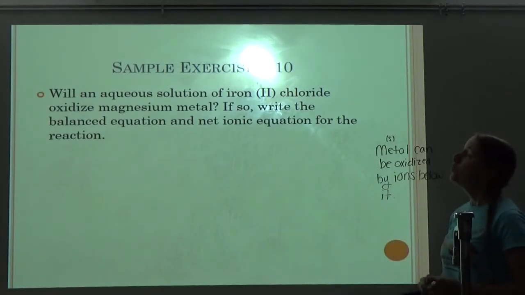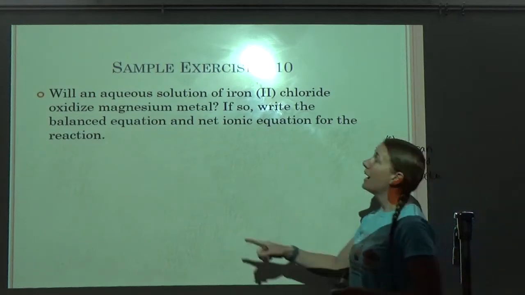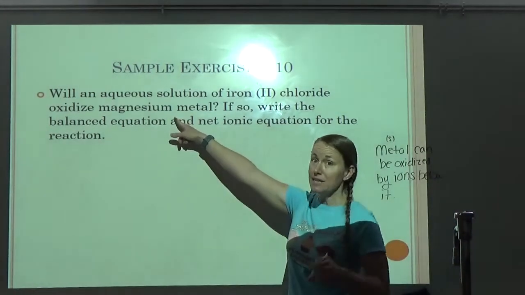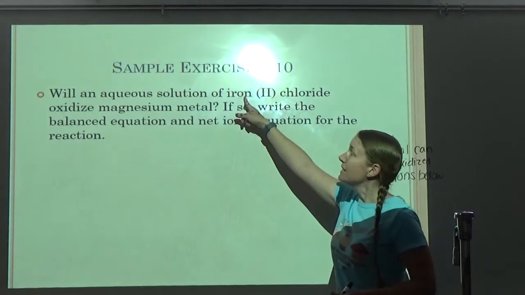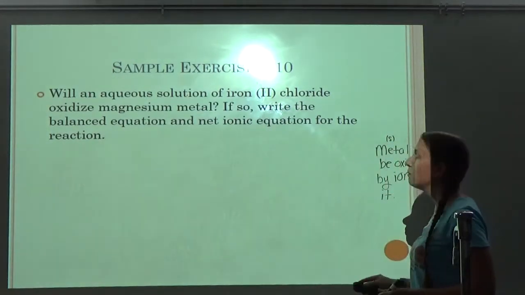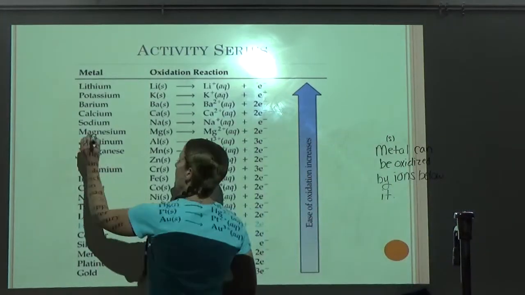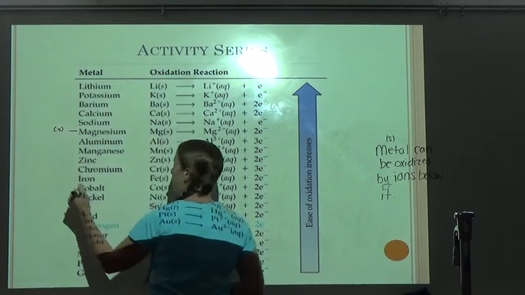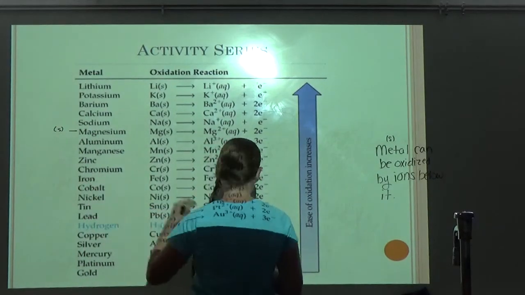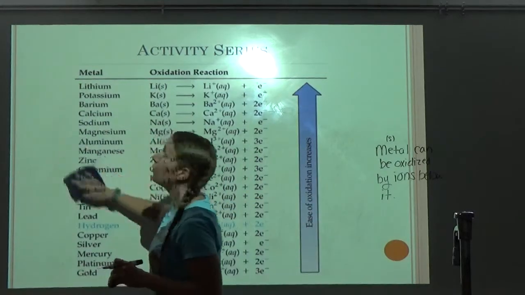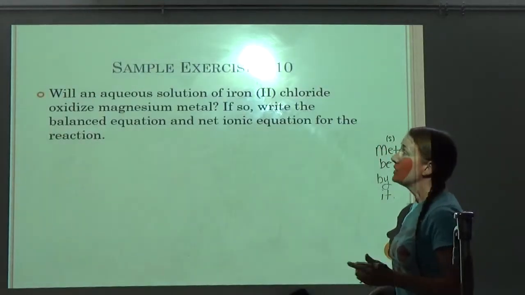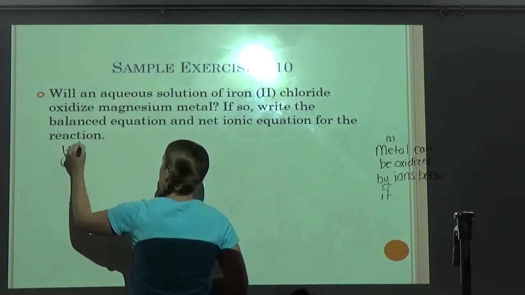It says, will an aqueous solution of iron 2 chloride oxidize magnesium metal? If so, write the balanced equation and net ionic equation for the reaction. Okay, so we have magnesium metal. That's my solid. So I need to see, is iron below magnesium metal? Here's my magnesium metal. This is my solid. Iron is below it. So that means this reaction will occur. So my answer is yes, it will occur.